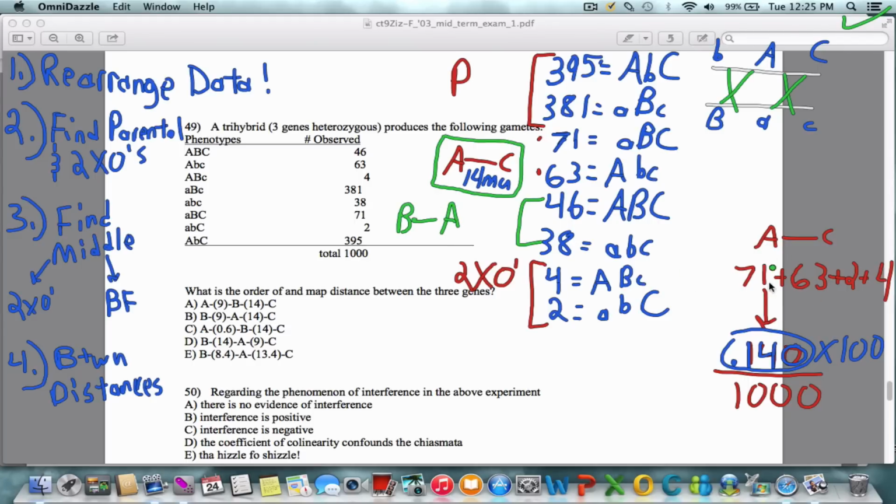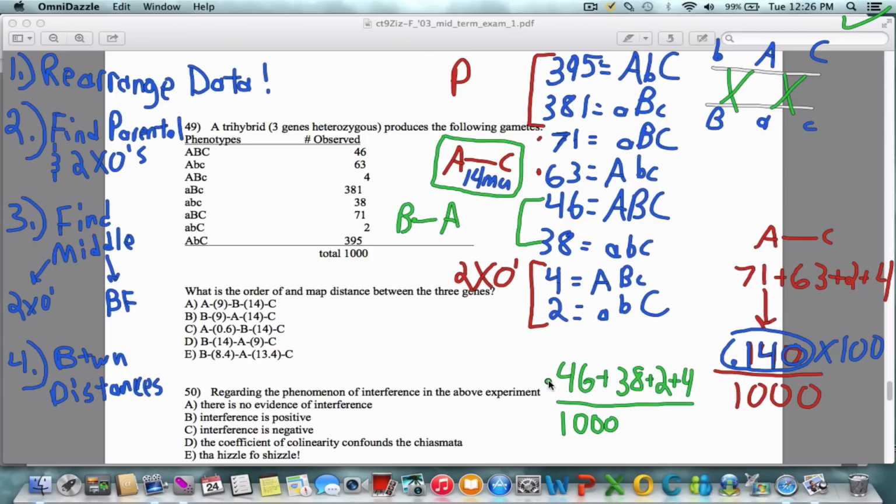Just like over here, I'm going to add up all the times when crossing over has occurred on my chromosome between these two genes. Well, that is 46 plus 38 plus 2 plus 4. And then whatever that is, I'm going to divide that by the total of 1,000. So let's put that in our calculator: 46 plus 38 plus 2 plus 4. That should give you 90, and then I divide that by 1,000, and I get 0.09 as my answer.